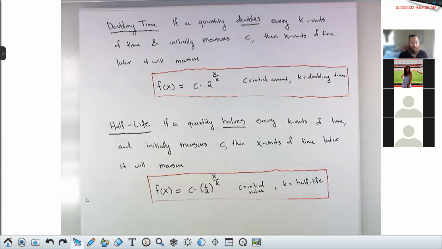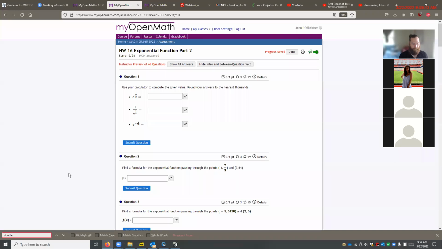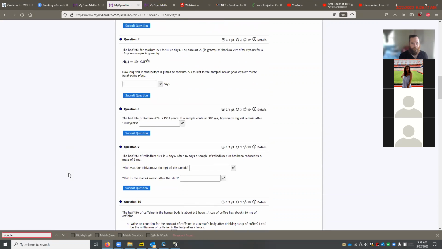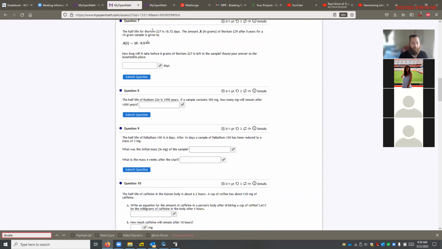So let's take a quick example here. We'll do one of these from your homework. Okay, so I'm going to go ahead and do question 7 here. The half-life for thorium-227, I don't even know if that's a real element, someone has to tell me better, is 18.72 days.